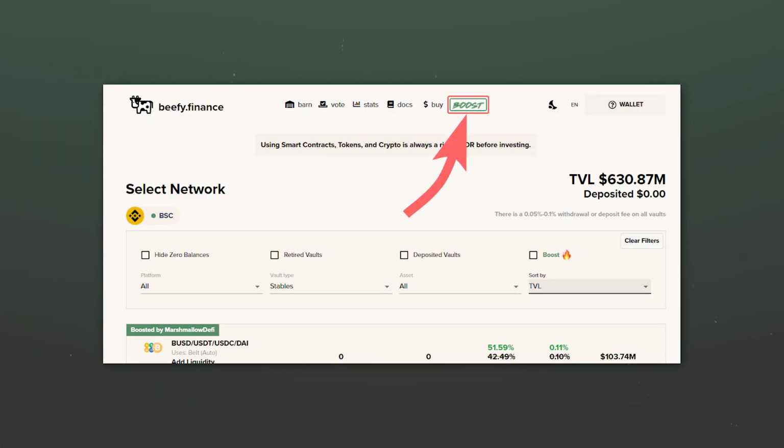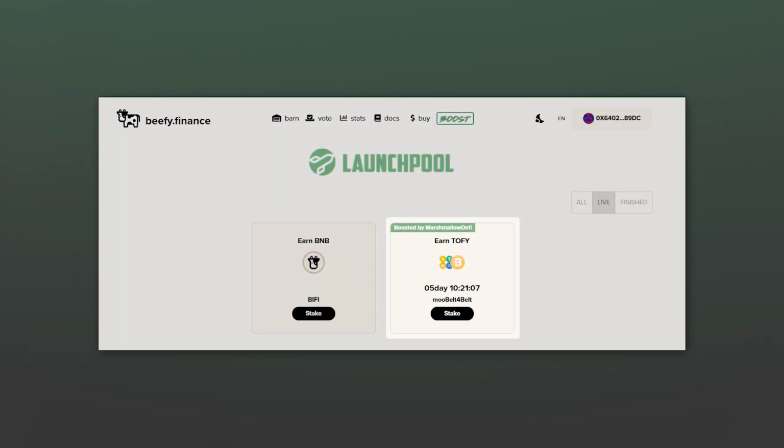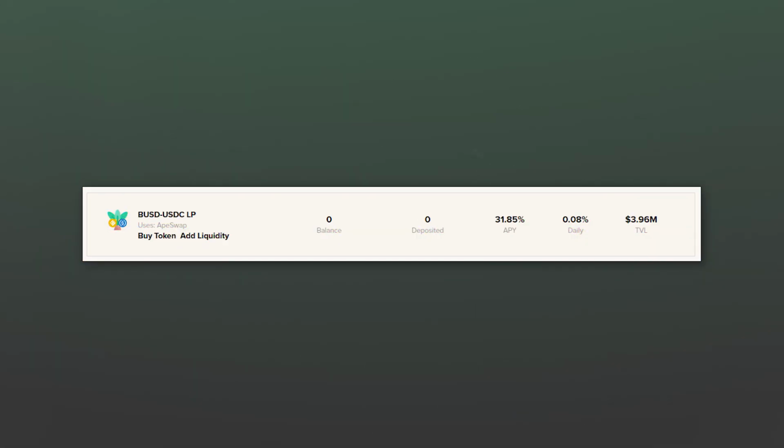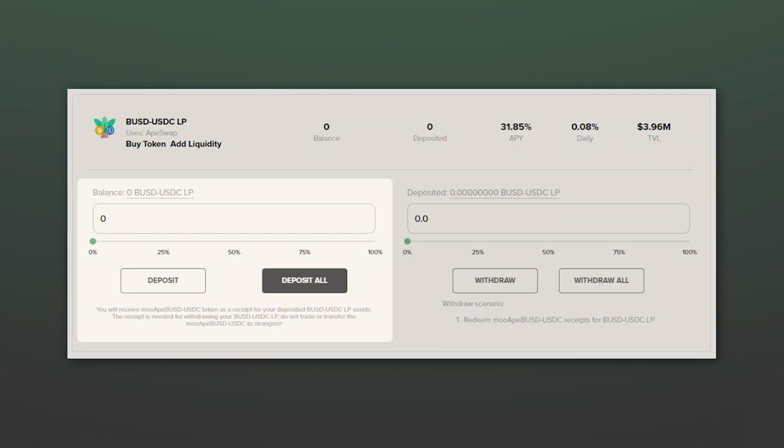And in the Boost tab, there is a launch pool from BIFI Finance. There are strategies with projects with which BIFI Finance cooperates or works on mutually beneficial conditions, thanks to which we also have the opportunity to receive partner tokens, as well as staking BIFI tokens for which you will receive profit in BNB. After choosing the desired strategy, you can deposit your tokens by clicking Approve and then making a deposit.